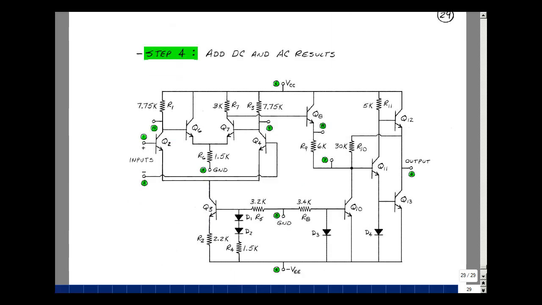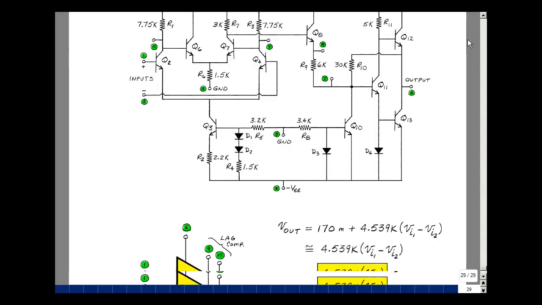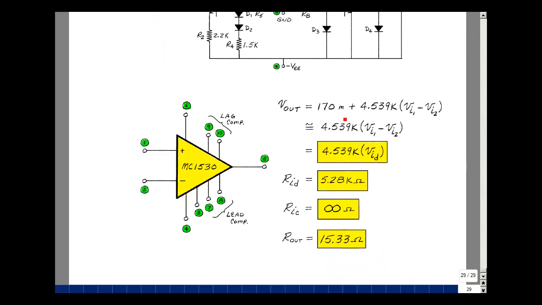Step 4 of our algorithm, we can add all the results together. So here's our op amp that we've been analyzing. And we found that it had an output voltage, it had a DC component and an AC component. This is targeted to 0 because we're making approximations. We got 0.17 volts, but in reality it's something close to 0. We've got the output is something times the difference of the input, and that we call the differential mode gain of 4,539. We found that the input resistance to the differential amplifier in a previous video is 5.28K, had a common mode resistance of infinity, and we just found that the output resistance was 15.33.